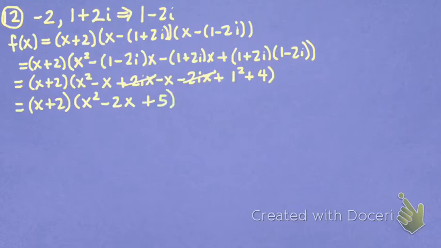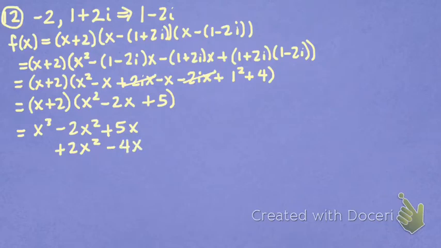And then we're going to multiply these two together by first distributing the x, which gives us x cubed minus 2x squared plus 5x. And then we distribute the 2. And then that's plus 2x squared, and then minus 4x, and then plus 10.